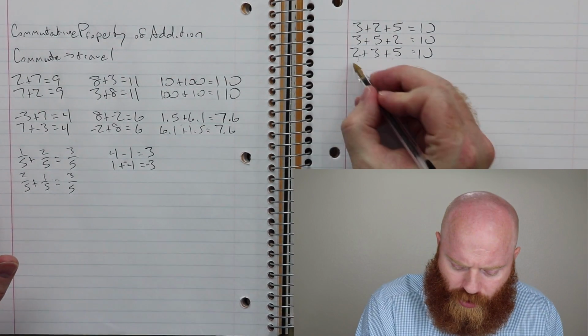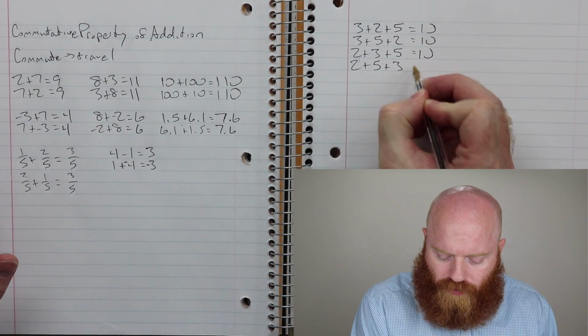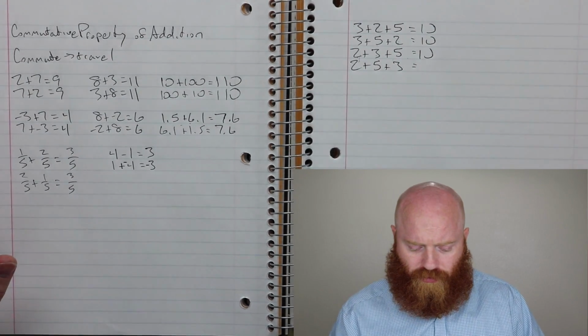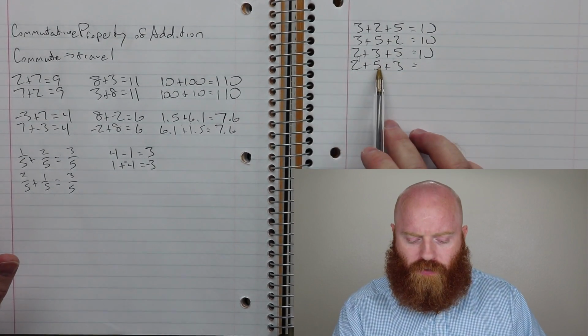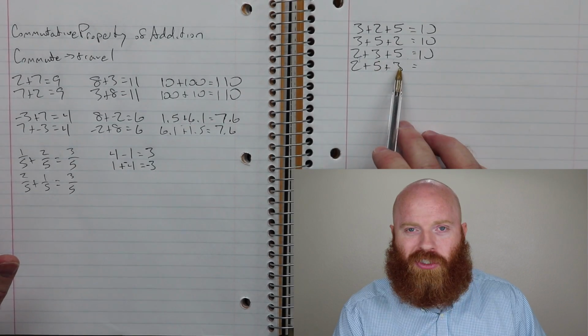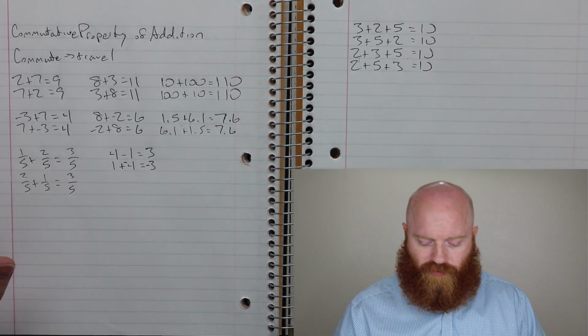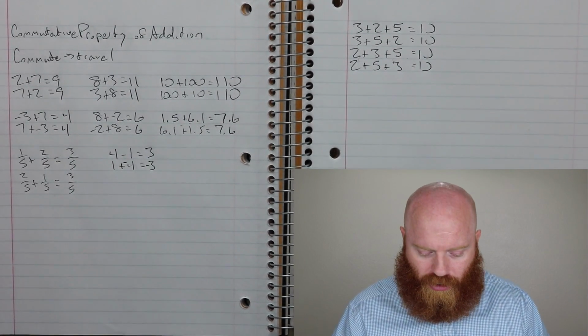Well, what if you do 2 plus 5 plus 3? Guess what, I don't care. Left to right, 2 plus 5 equals 7. 7 plus 3 equals 10. Guess what? You can keep going. All day long.